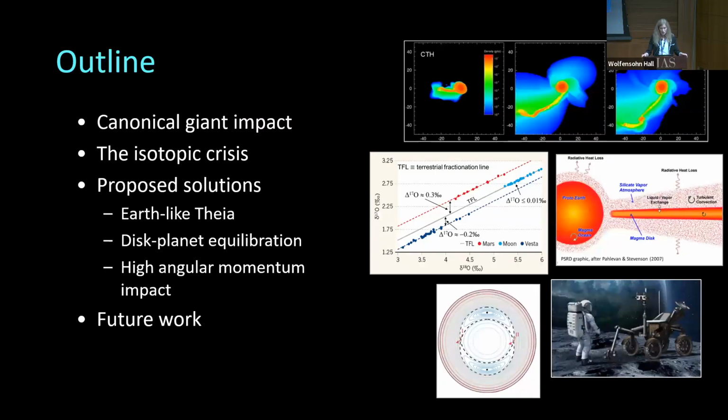I'm going to start by talking about the canonical giant impact, and the challenge to this idea that is brought by data that shows that the Earth and Moon are essentially identical in their isotopic compositions in many elements. I'll talk about several leading, I think, contenders for resolving this conundrum, and then areas of particular interest looking forward.